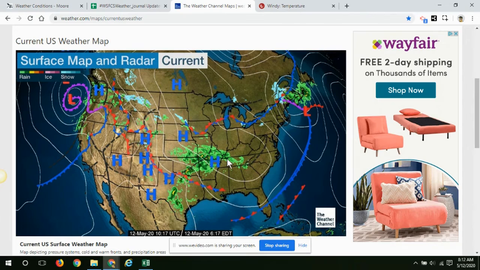But here's the question. We've got a high pressure and a high pressure. Why do we have this precipitation in there? Why is there precipitation in there?